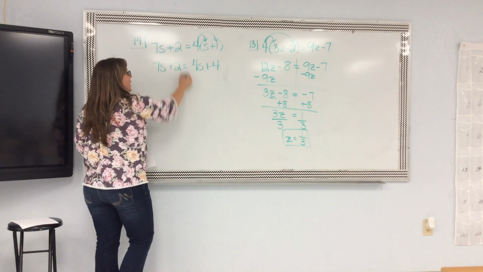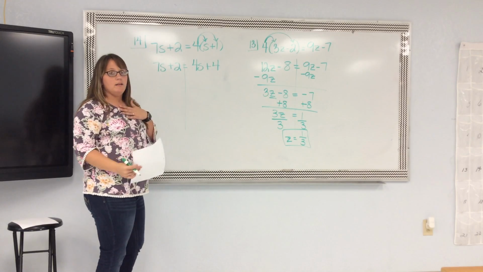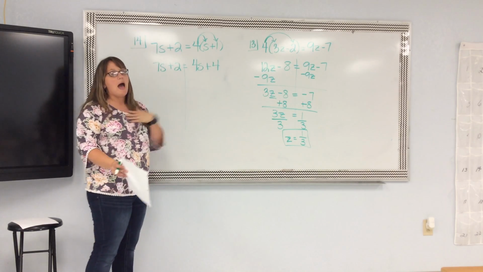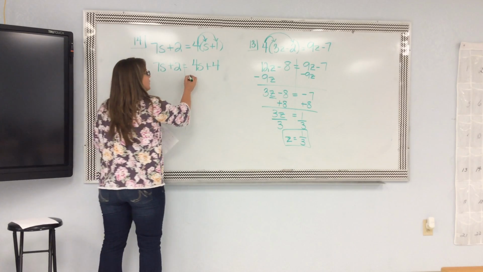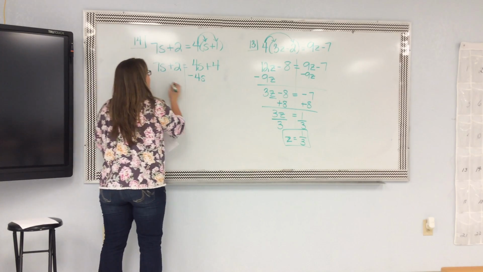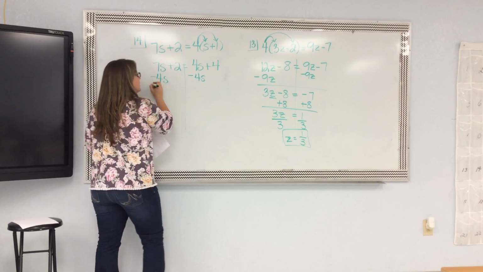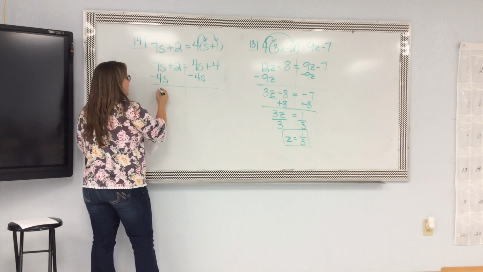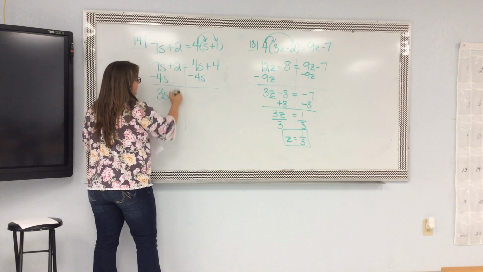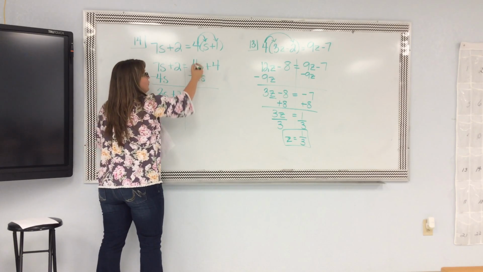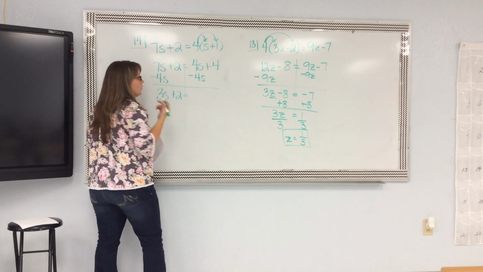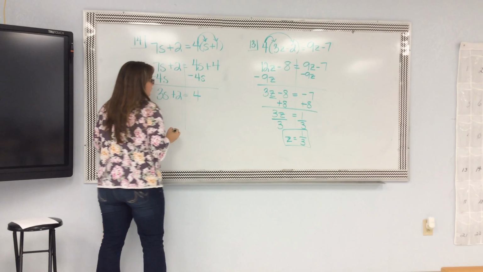I'm going to draw that line through my equal sign. You can start anywhere you want. I prefer to get rid of the smallest variable first, so I'm going to subtract away a 4s. If I do it to one side, I have to do it to the other. 7s minus 4s becomes 3s. My plus 2 comes down. 4s minus 4s goes away, and I'm left with a positive 4.